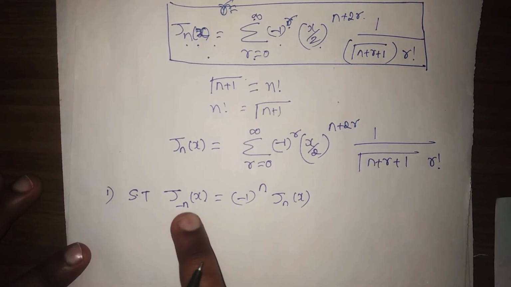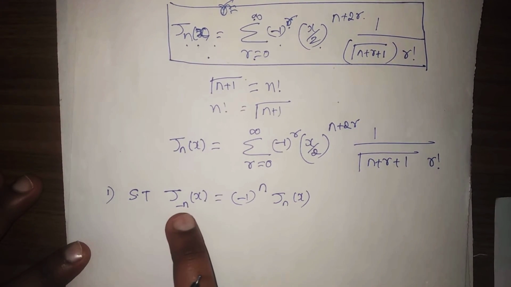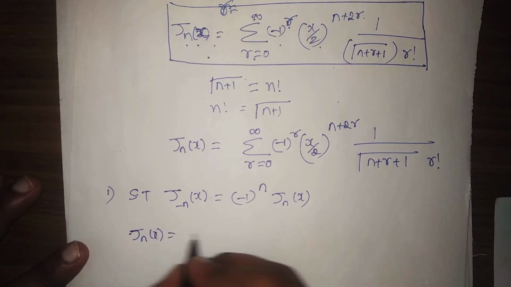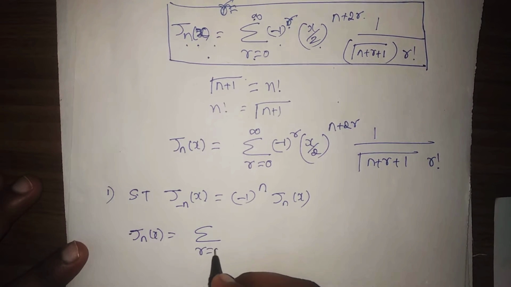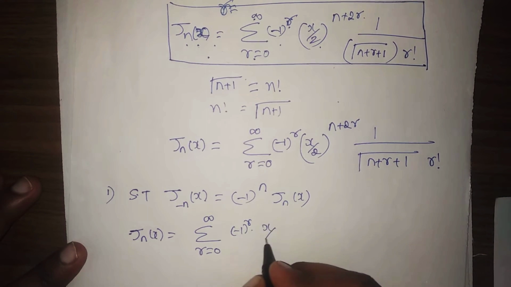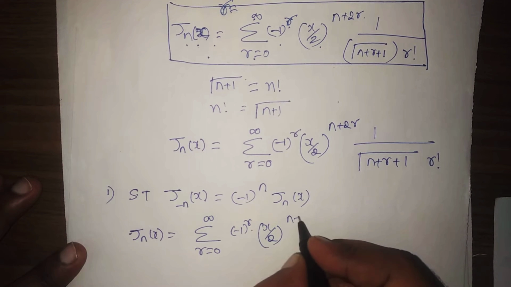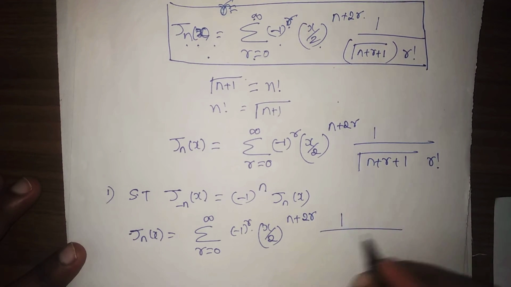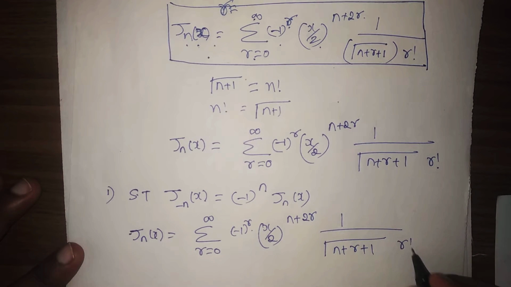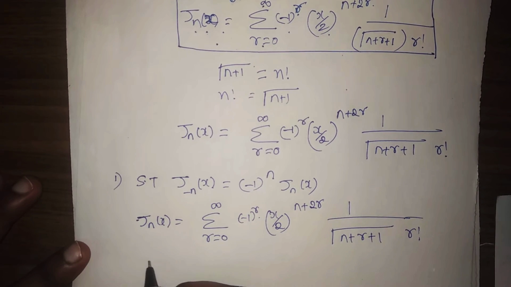To do this, first we need Jn of x, then we can replace n by minus n. So you know what is Jn of x? Summation r varies from 0 to infinity, minus 1 to the power of r into x by 2 to the power of n plus 2r, 1 divided by gamma of n plus r plus 1 into r factorial. Now what we do? We replace n by minus n.